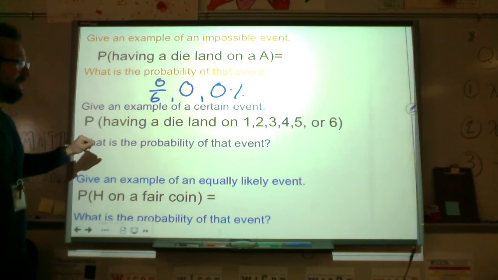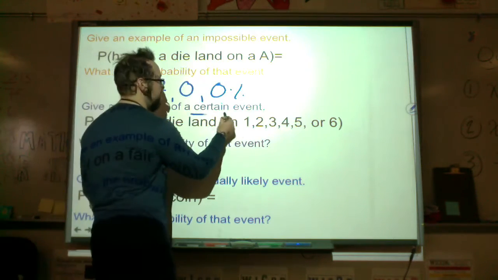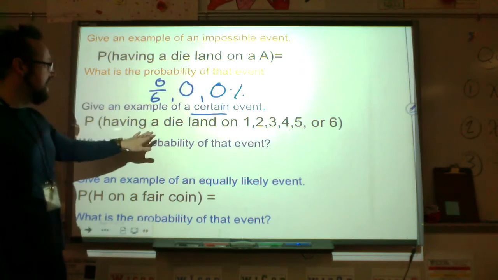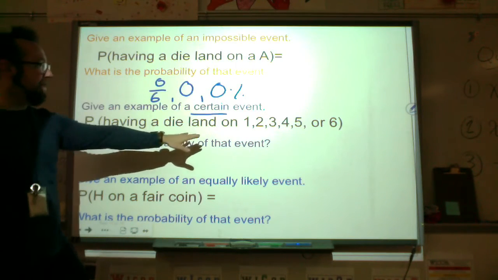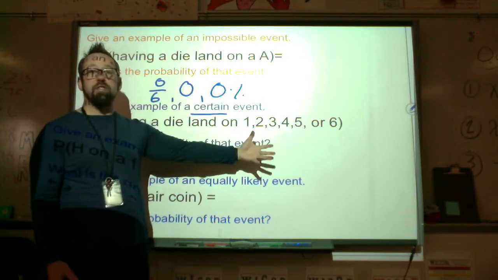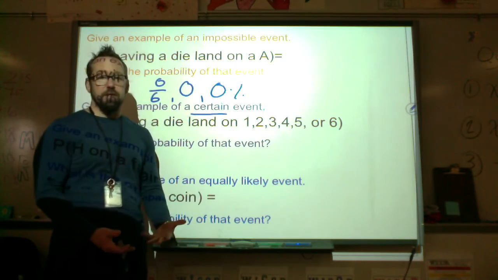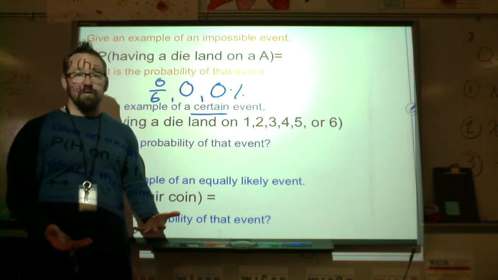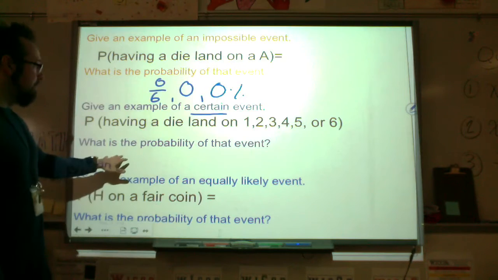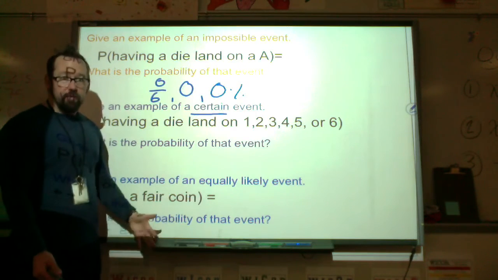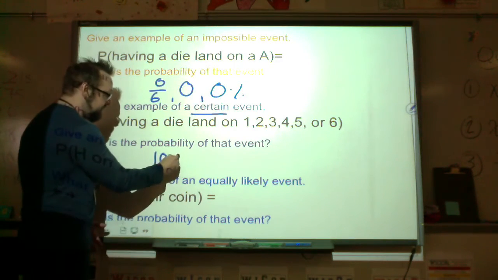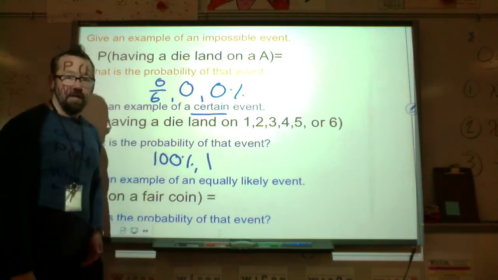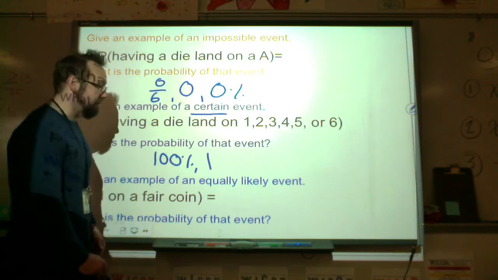An example of something that is certain, in math the word certain means it's going to happen for sure, all right? So if I roll a die, the probability of having a die land on 1, 2, 3, 4, 5, or 6. If it lands on any of those numbers, well, that's going to happen every single time, right? Those include all the sides of a die. So the probability of that happening would be 100%. Okay? Or actually saying a probability of 1, right?